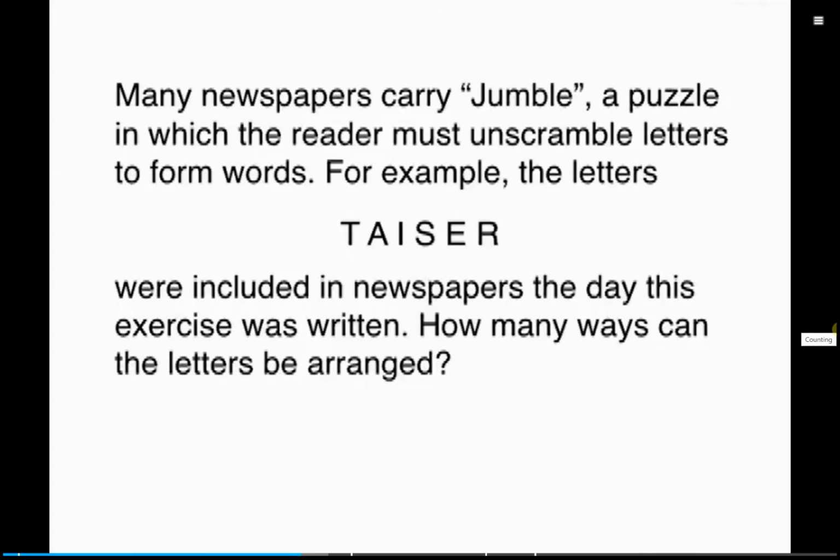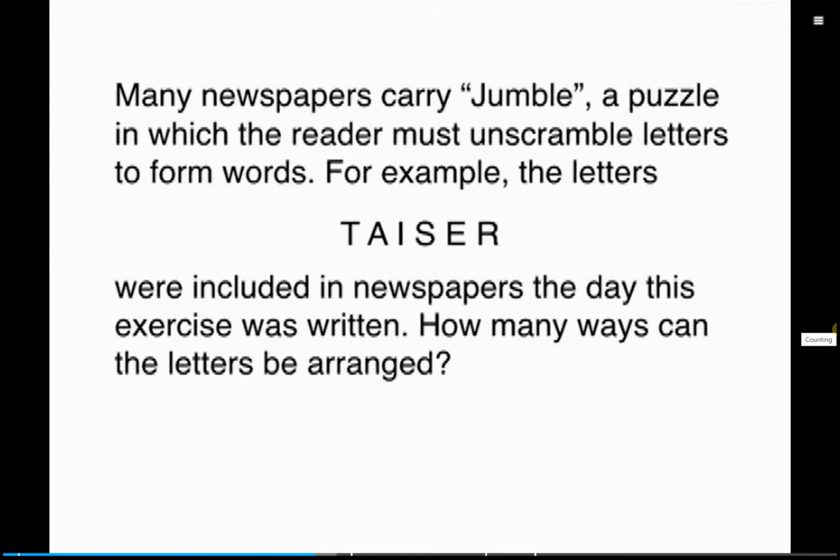How about another example? So that's just actually the symbols themselves. How about if we go ahead and look at an application of this idea? Here we have that many newspapers carry Jumble. It's a puzzle in which the reader must unscramble letters to form words. For example, here you've got the letters T-A-I-S-E-R. They were included in newspapers the day that this particular exercise was written. So how many ways can these letters be arranged?